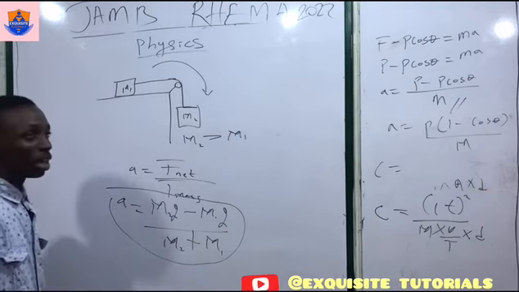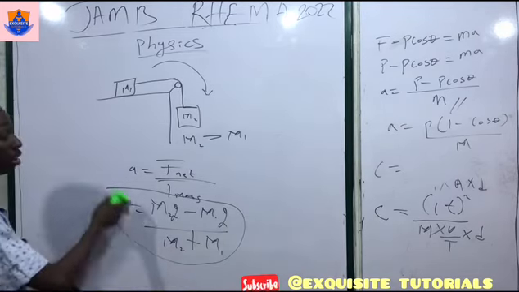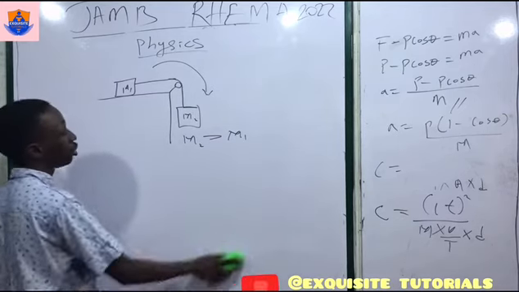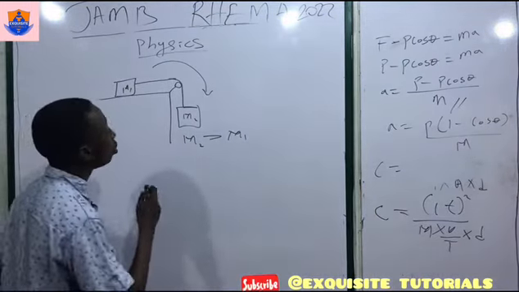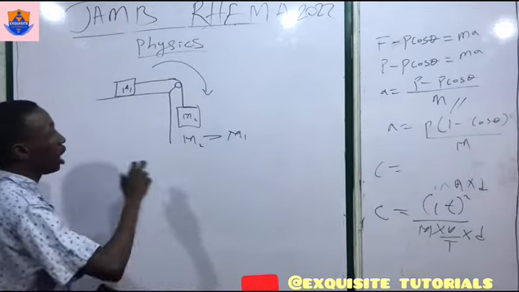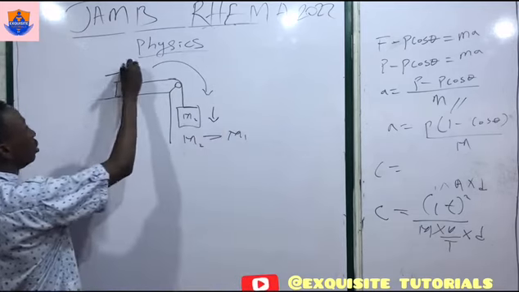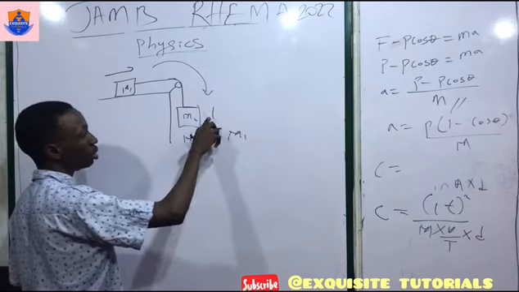Now, per se, they ask us to calculate the tension in this system. How do we calculate the tension in this system? First of all, to calculate the tension in this system, we have to consider a lot of factors. So let's say we're calculating the tension in the system normally. Now you see this m2 is going down.